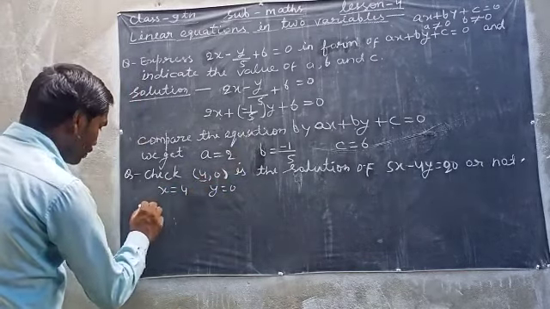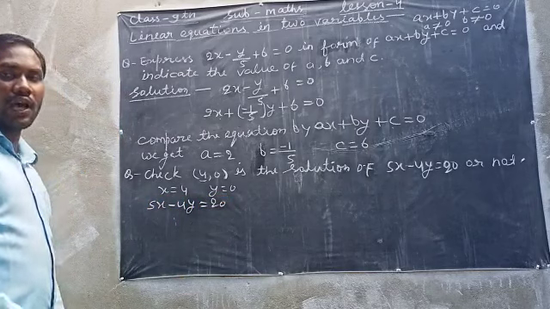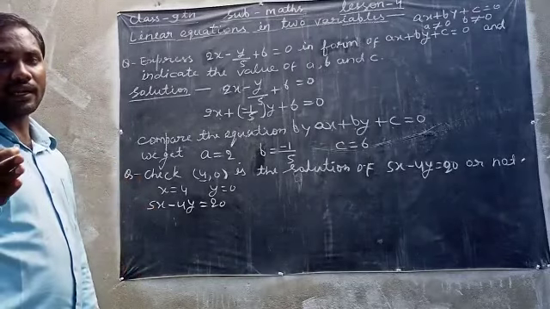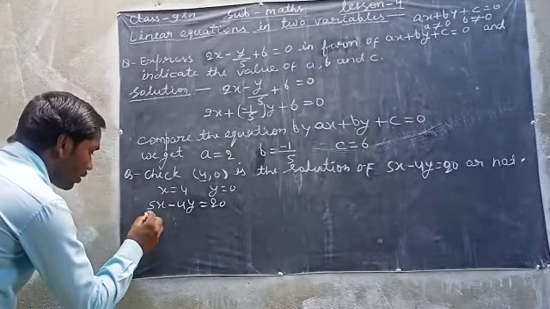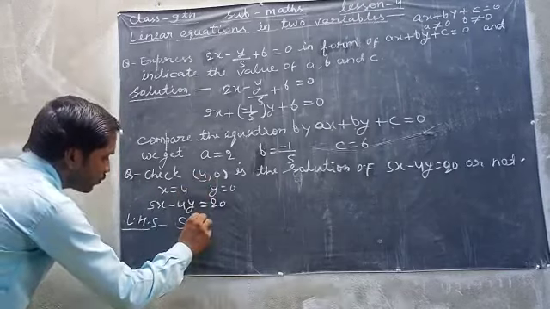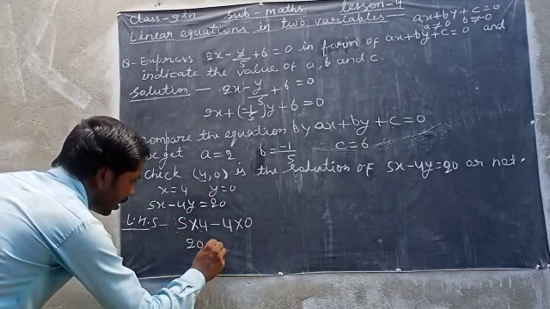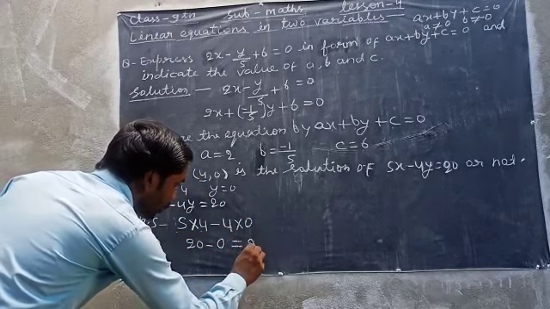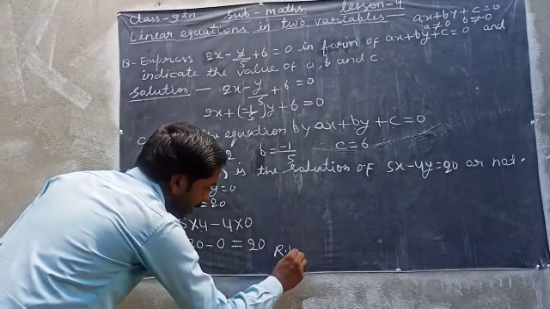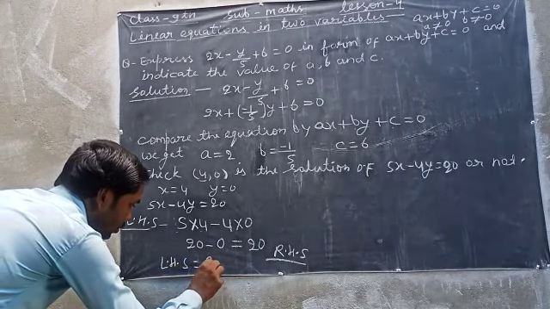So our equation 5x minus 4y is equal to 20. We will solve the left hand side and we will check whether it comes equal to the right hand side or not. So left hand side, it will be 5 into, in place of x we will put 4, minus 4 into 0. 5 fours are 20 minus 0, and that will be equal to 20. So you can see this is equal to the right hand side. Here left hand side is equal to the right hand side.